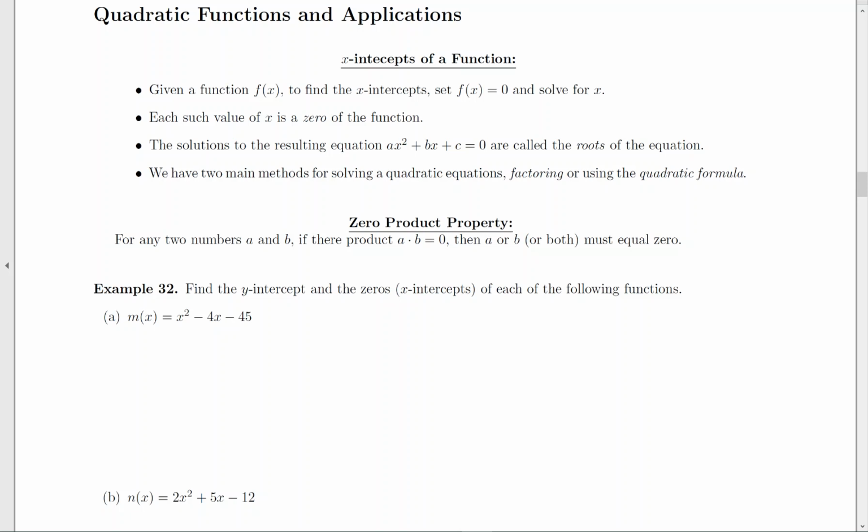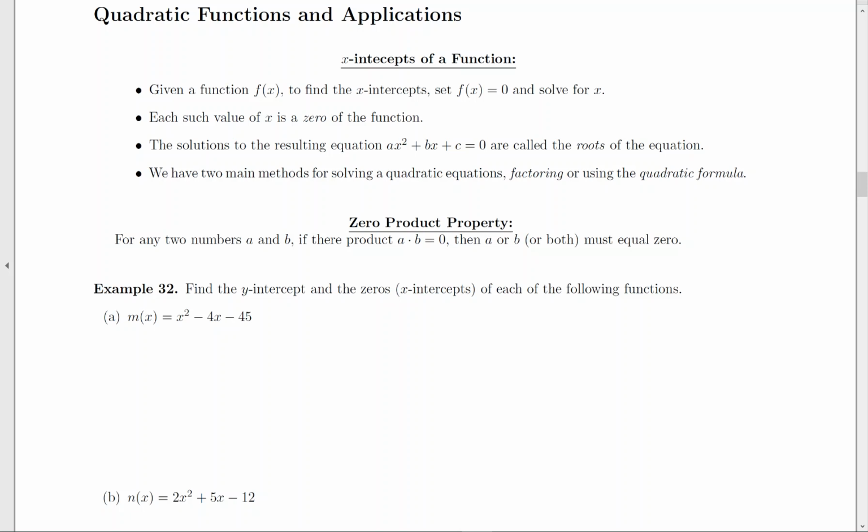Each such value of x is a 0 of the function. Sometimes in the directions they'll say find the zeros of the function, and they're just looking for the x-intercepts. The other names for them might be solutions or roots. As the next bullet indicates, the solutions to the resulting equation ax squared plus bx plus c equals 0 are called the roots of the equation.